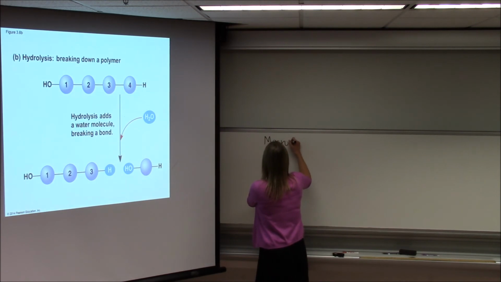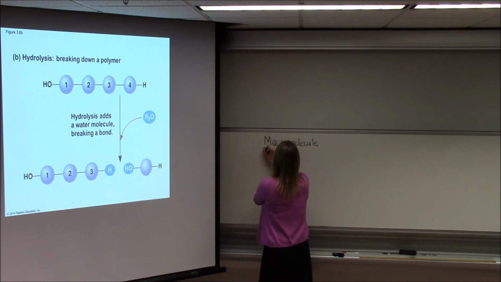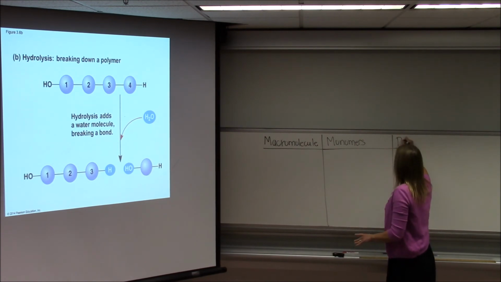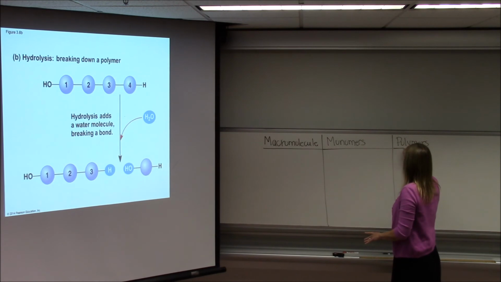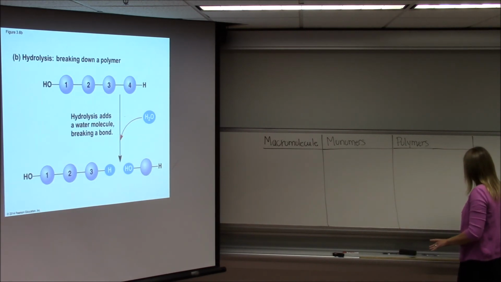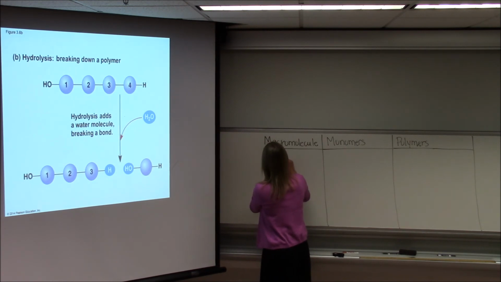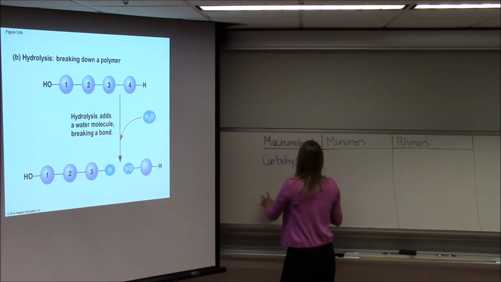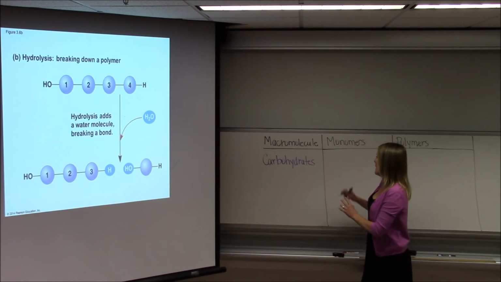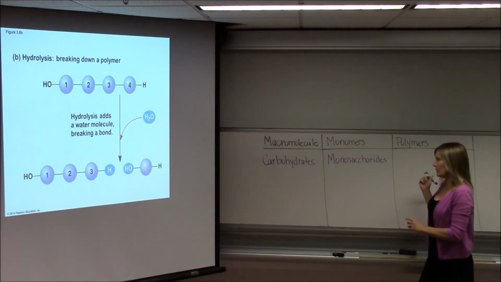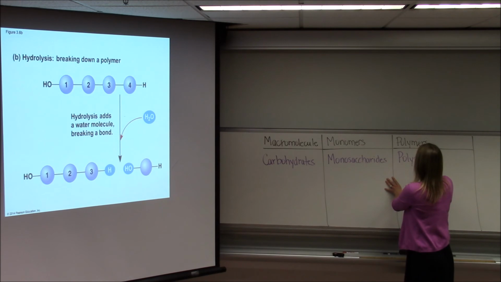Okay, so this is going to be our list of macromolecules. These are going to be the terms we use for the monomers for that macromolecule. And then these are going to be what we call the polymers. Okay, so starting with carbohydrates, our first category of macromolecules. The monomers of carbohydrates are going to be called monosaccharides. Means one sugar. The polymers are going to be called polysaccharides.